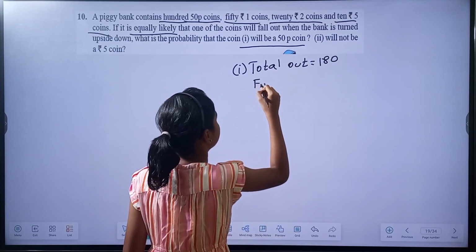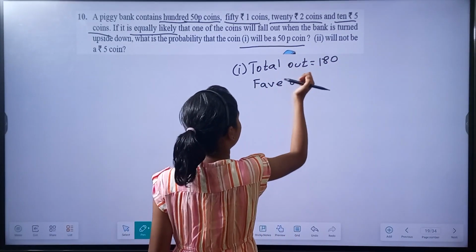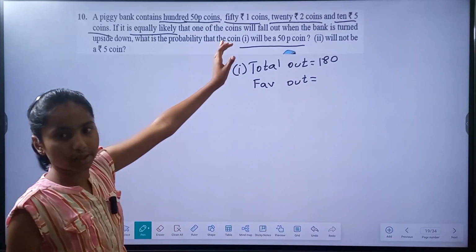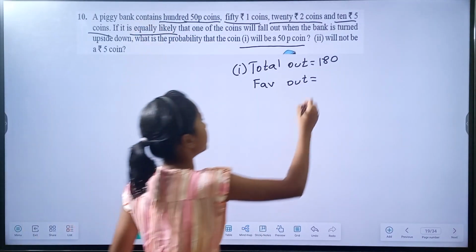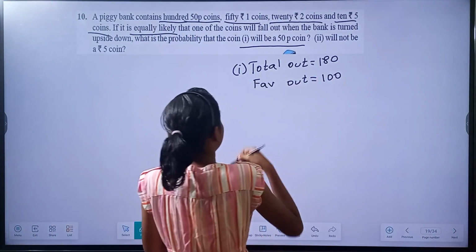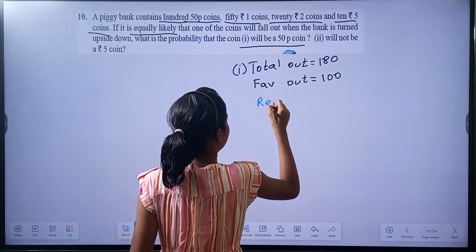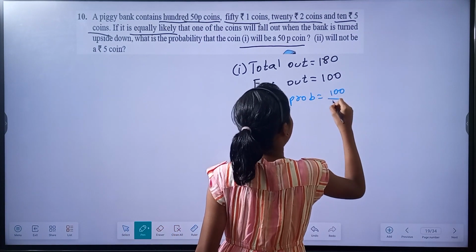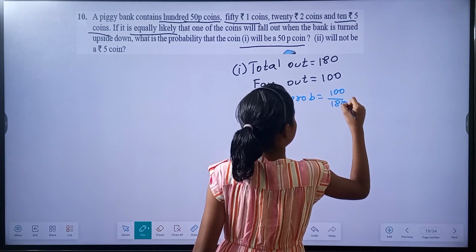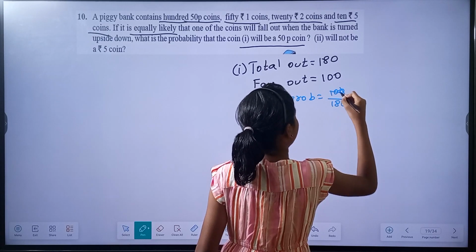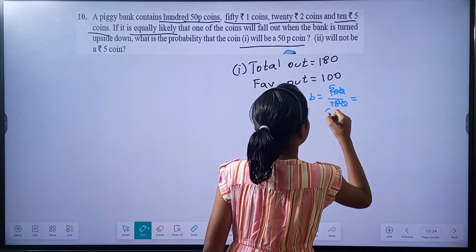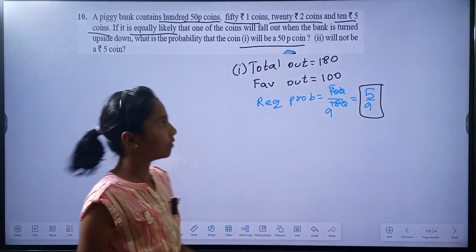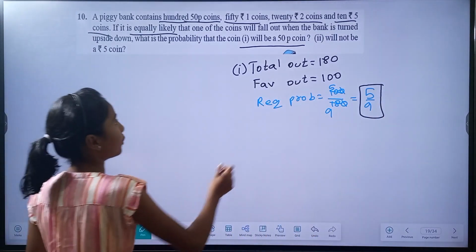And the favorable outcomes are only 50 paise coins, which are 100. So the required probability equal to 100 by 180. We can simplify this: zeros cancel, and by 2 we have 5 by 9.